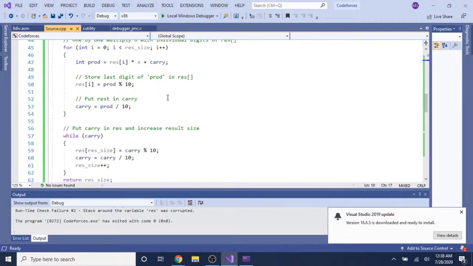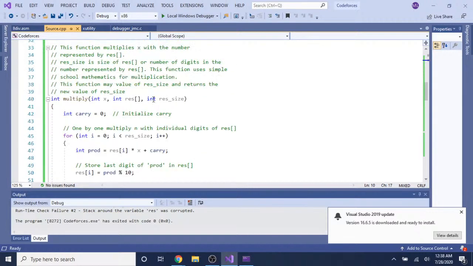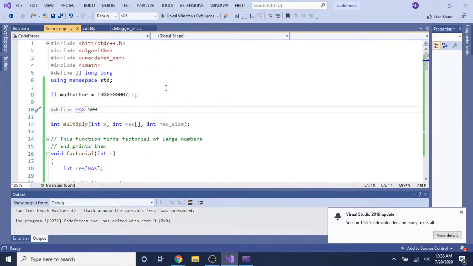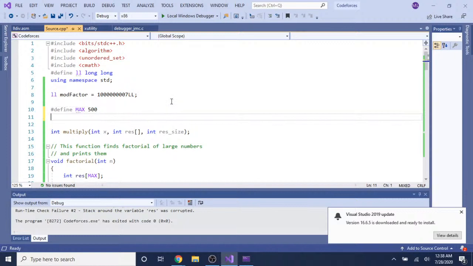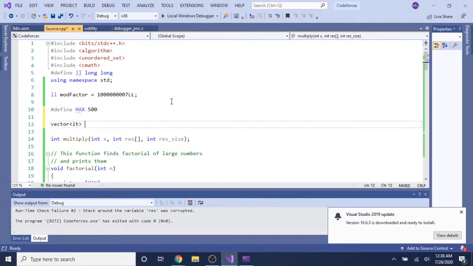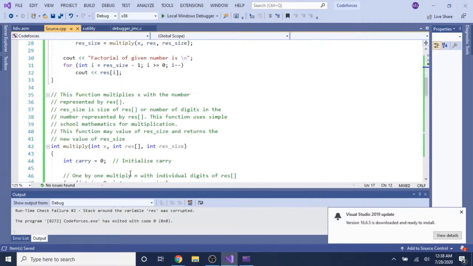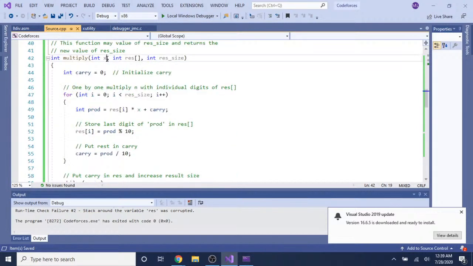Okay, so I'm going to actually not do this. What I'm going to do is create a vector int for the result. Let's do the same thing here. We don't need result size, because result size is just result dot size. Let's get this now. So this we don't need.